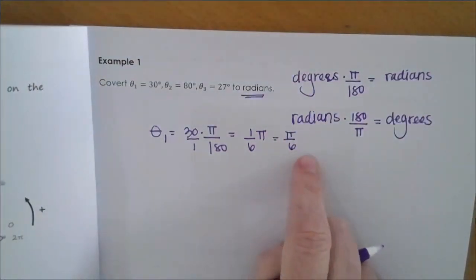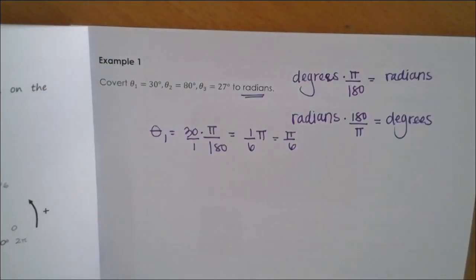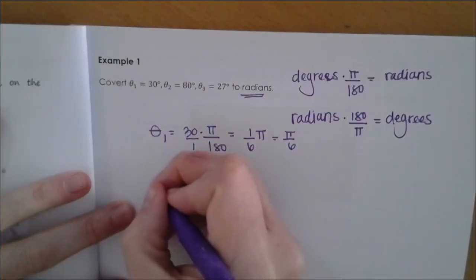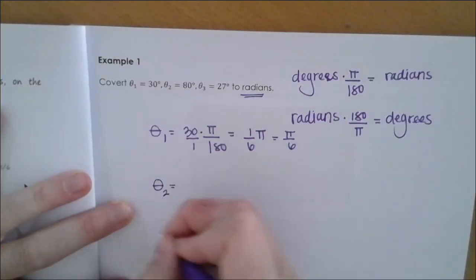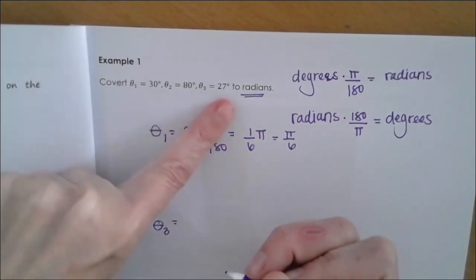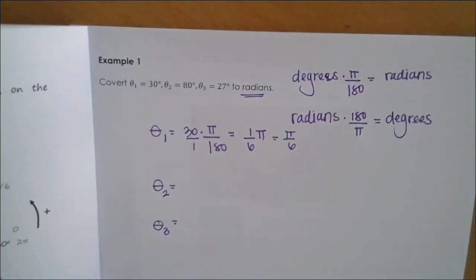Now, I don't really want that decimal answer. I can write it down and it wouldn't be wrong, but remember this is going to be used again later, so you would not want to use rounded answers to get new answers. Okay, so go ahead and try my theta 2 and my theta 3 for 80 degrees and 27 degrees, and we'll see how you do.